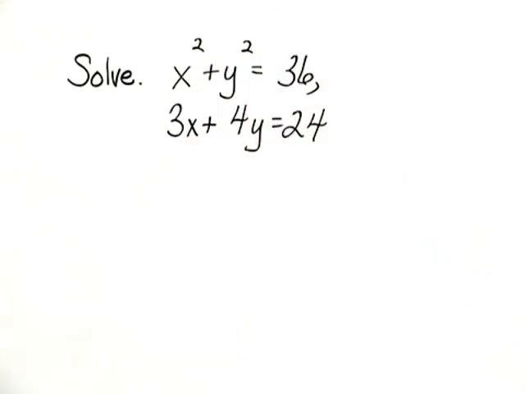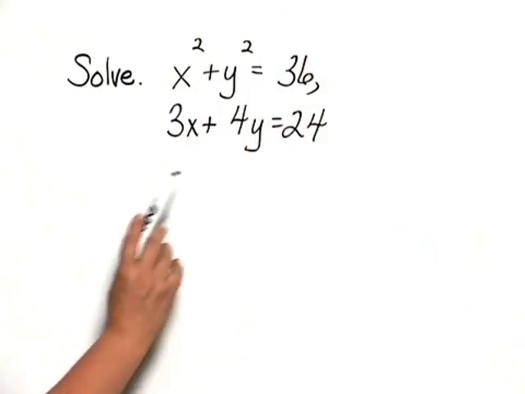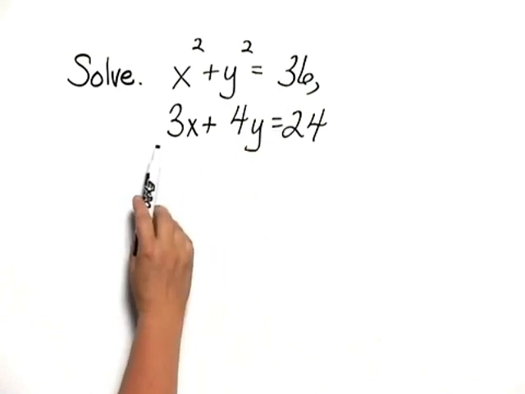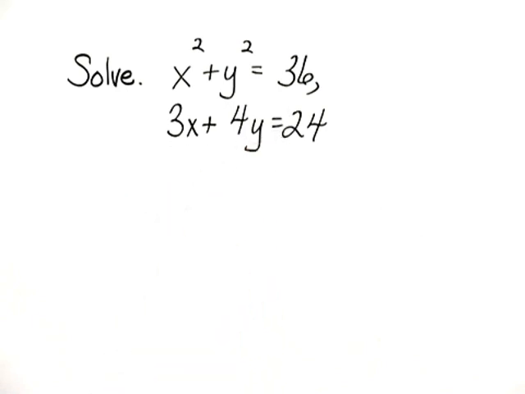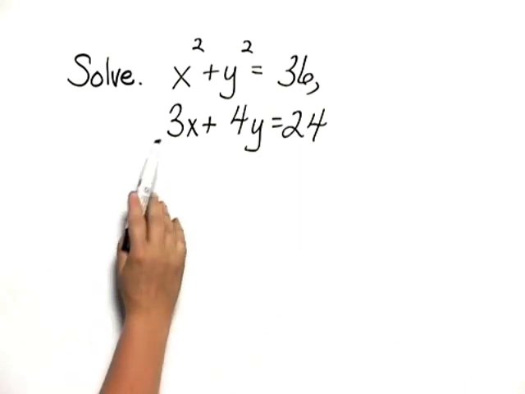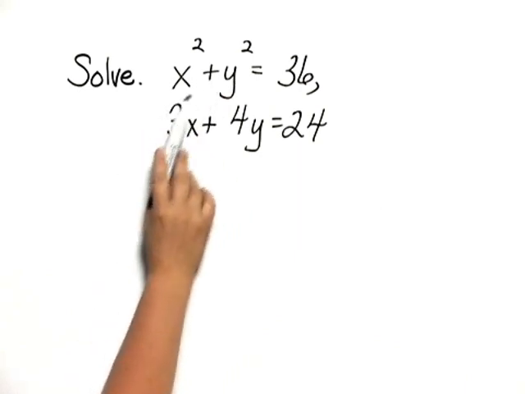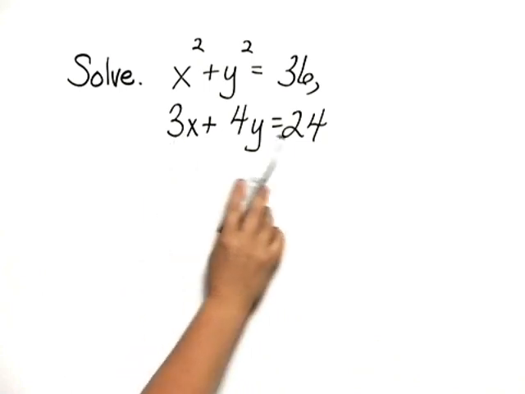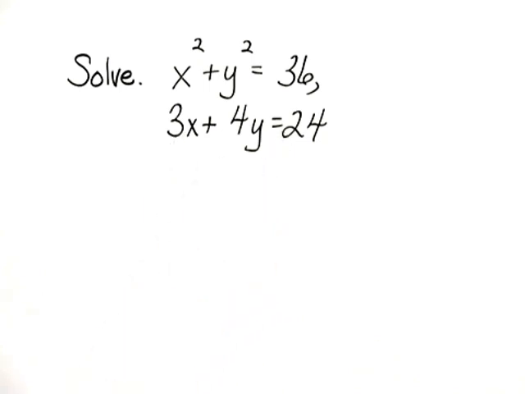In this next set of questions, we'll be solving systems of equations that contain nonlinear equations. Solve x squared plus y squared equals 36 and 3x plus 4y equals 24. This is a system of equations, and since we have one that's nonlinear and one that is linear, we'll take the linear one and we'll solve for one of the variables.